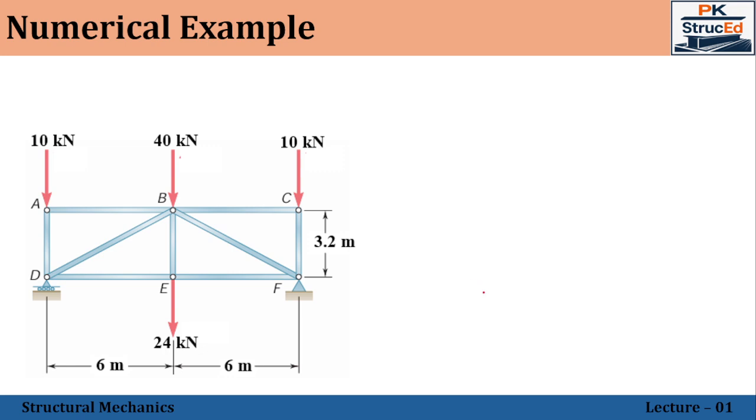Now, since it is a simply supported truss, as I told, we need to find the support reactions first. So the roller support will have only the vertical reaction, let it be VD, and the pinned support will have both a vertical reaction as well as a horizontal reaction. Let me assume in this direction.